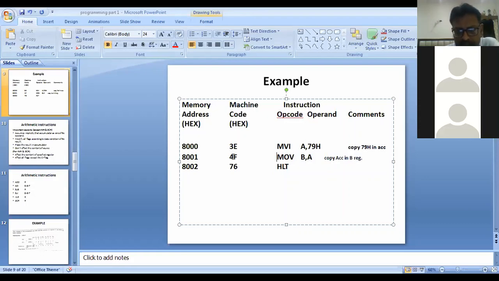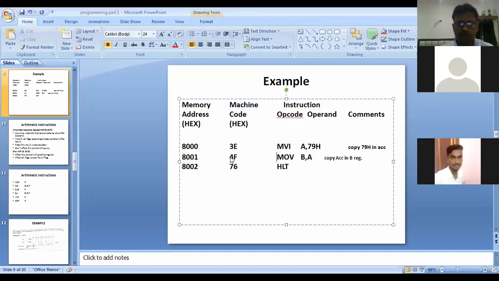So that is why it is necessary to keep in mind how many bytes the instructions being written belong to, and according to that, the memory address should be defined. So here, instead of that, you will write 79H.